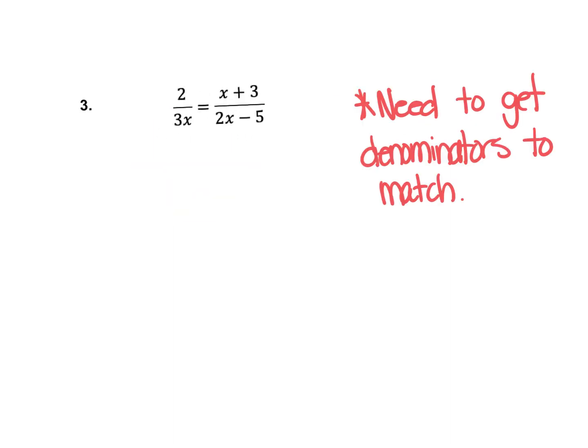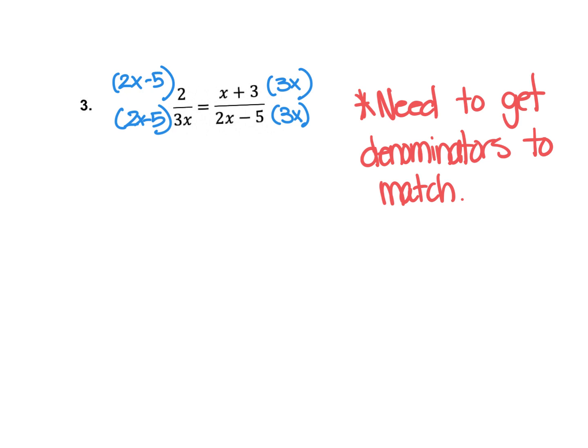All right, so question number 3, notice how we don't have common denominators here. And we need them to match because we need to be able to get those to cancel out. So I need a 3x over here to get them to match. And if I do that on the bottom, I have to do that on the top. And then on this side, I need to multiply by a 2x minus 5. And if I do that on the bottom, I have to do that on the top.